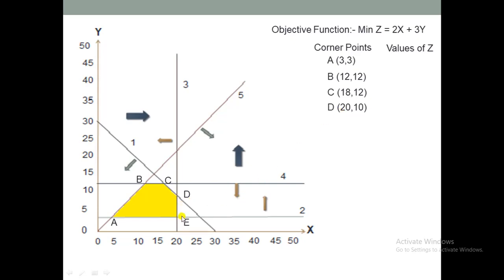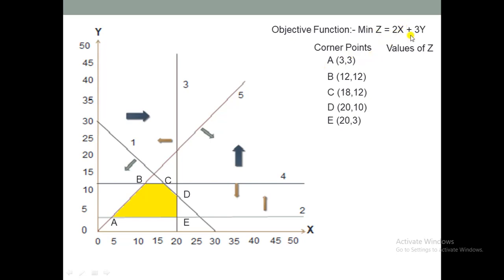Here also one is a horizontal line having the value of y as 3, and one is a vertical line having the value of x as 20. So (20, 3) is clear. So mostly the points will be found easily. Now the next step: we just put these coordinates into this objective function.